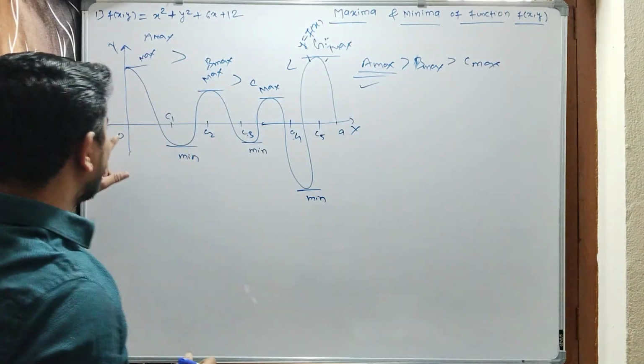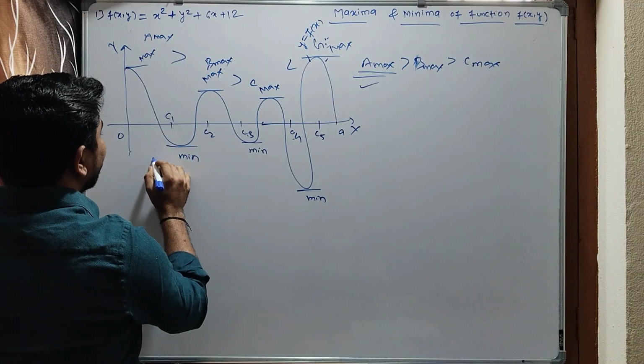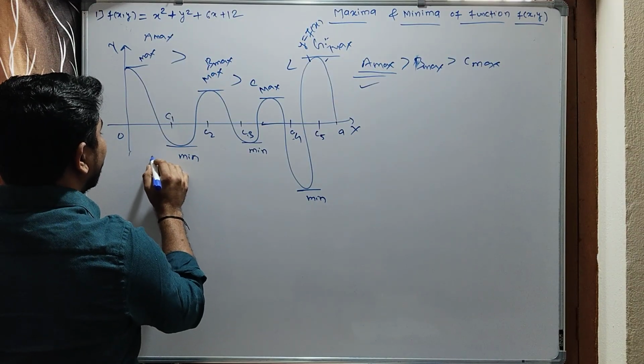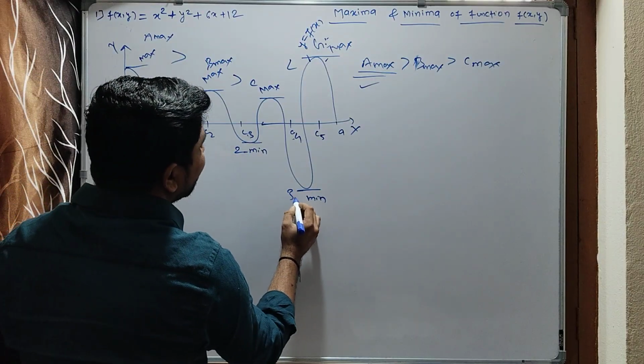So here, from the closed interval 0 to a, this is one minimum. Let's say this is one minimum, this is two minimum, and let's say this is three minimum.